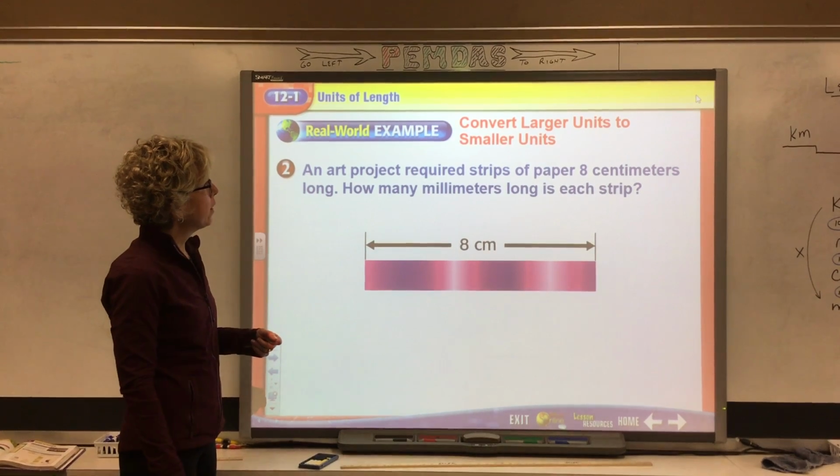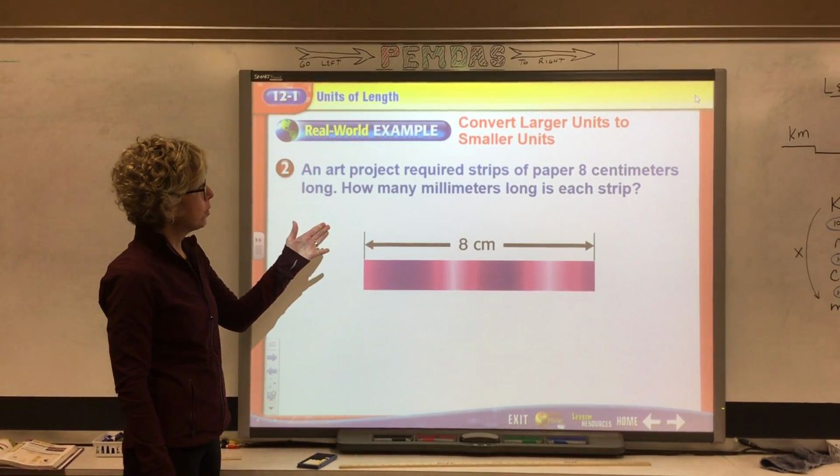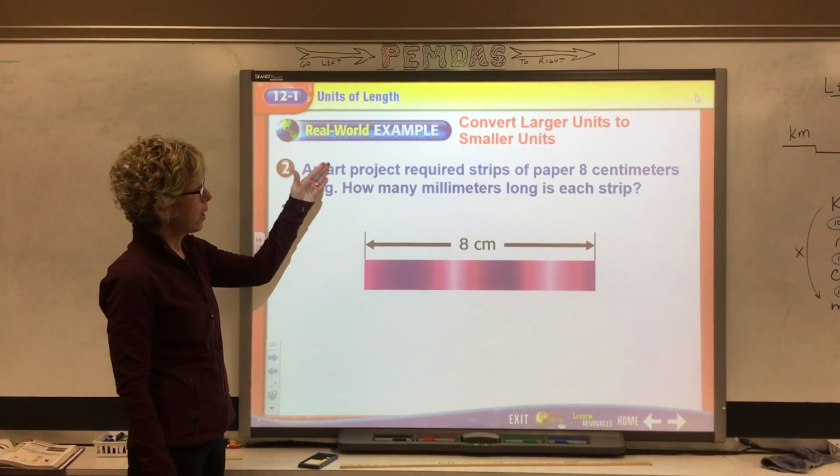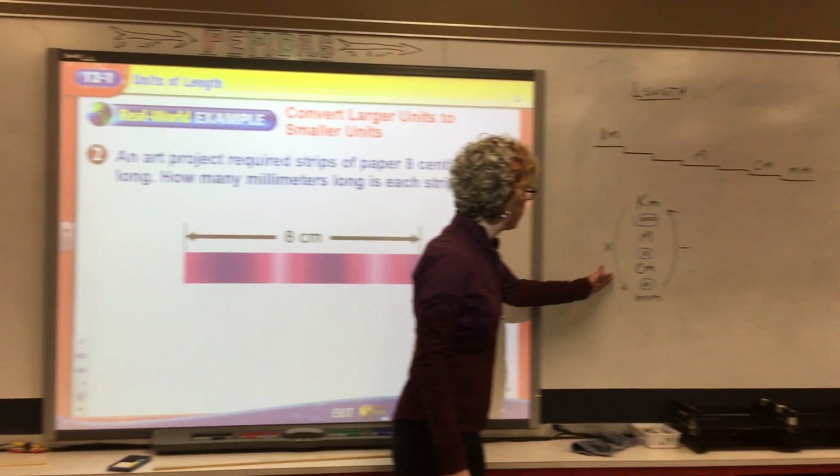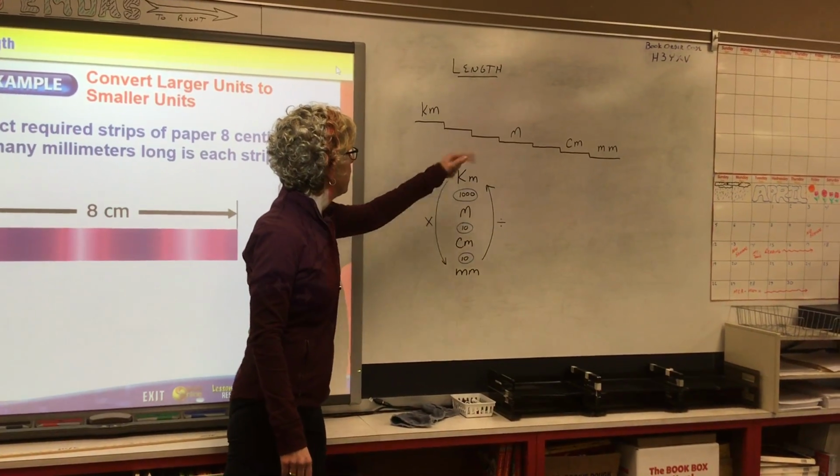Now, when we are converting from larger units to smaller units, we're going from larger to smaller. And again, we're going from larger to smaller, we know we would multiply, okay?